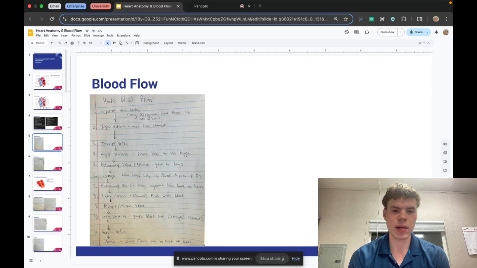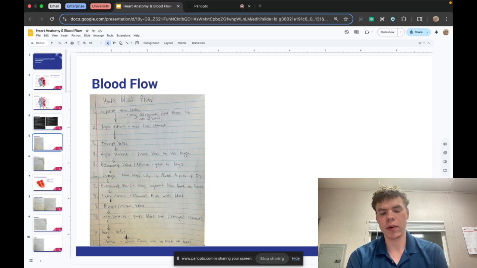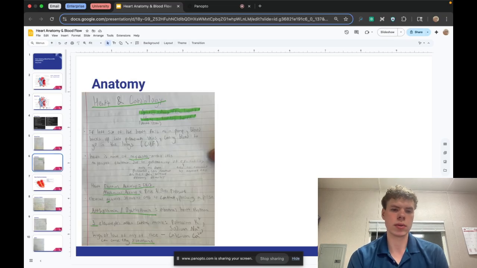It is the exact same thing as my notes explaining blood flow in the heart. As you can see, it's a step-by-step process: superior vena cava, right atrium, tricuspid valve, right ventricle, pulmonary valve and arteries, goes to the lungs to get oxygenated. Lungs, pulmonary vein, left atrium, mitral valve, left ventricle, aortic valve, aorta, goes to the rest of the body.